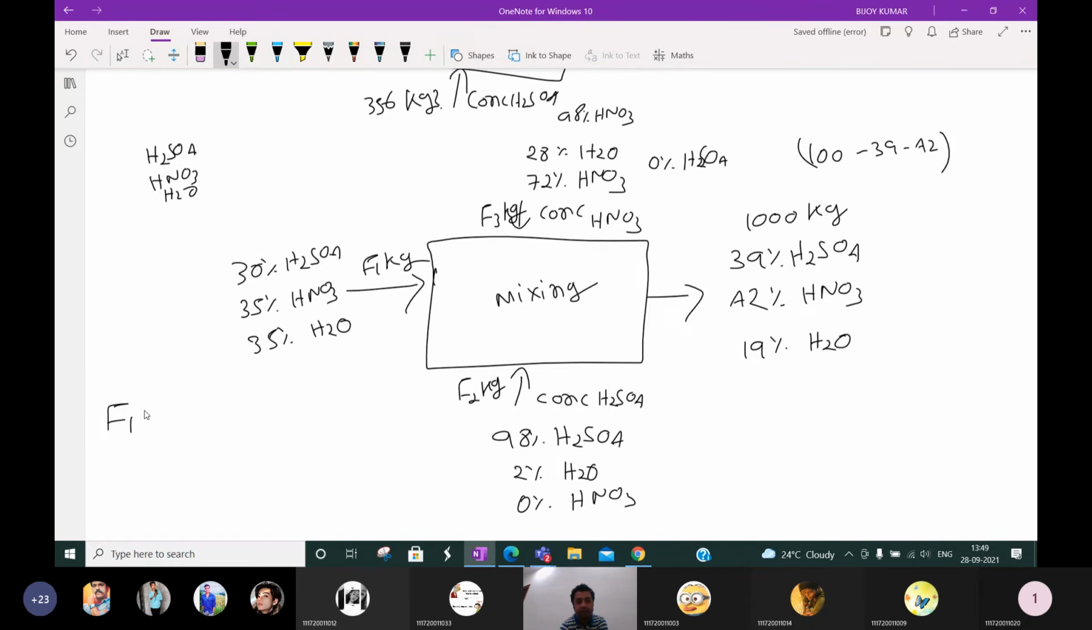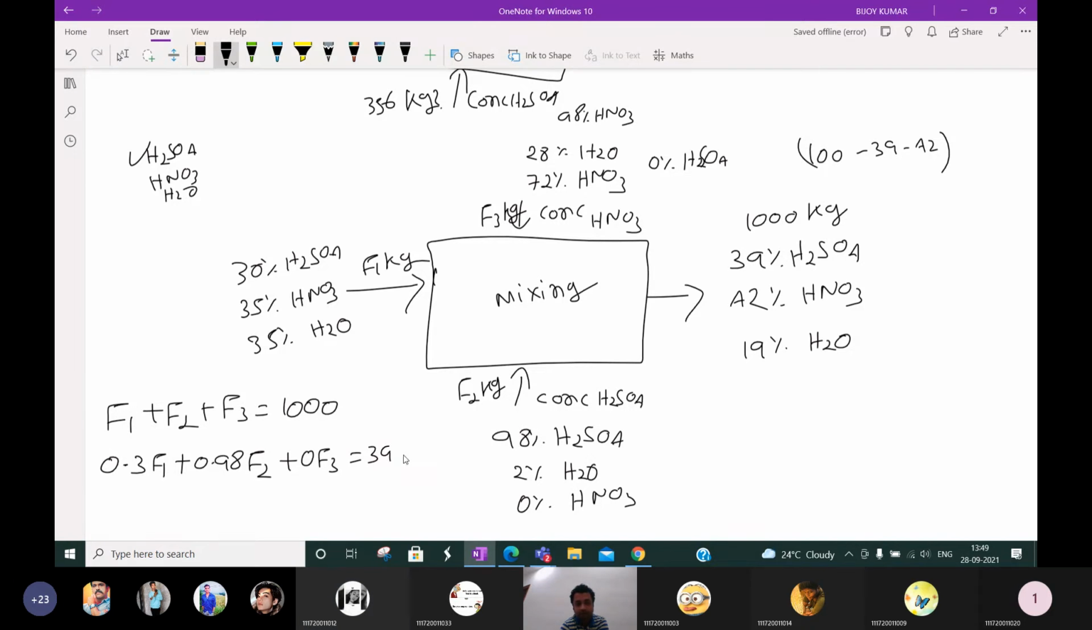That will be F1 plus F2 plus F3 is equal to 1000. Then the component balance. Can anyone say what the component balance for H2SO4 is? Here 30% is there, so we can write 0.3 into F1, plus 0.98 into F2, plus H2SO4 0 into F3 is equal to 39% of 390.